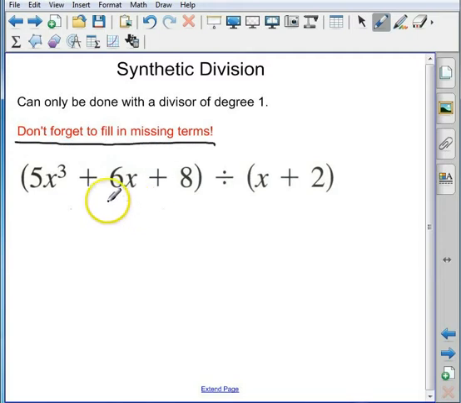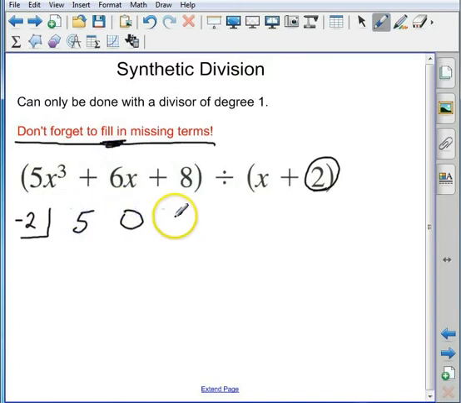All right, here's how it works. In the upper left corner, you're going to put a little half box up there. Then you go to your divisor, and this is x plus 2. In the box, I'm going to put the opposite of what that number is. In this case, it'll be negative 2. Then, in a row out here, I only list the coefficients, filling in the missing terms. So I have a 5, a 0x squared, a 6x, and an 8.